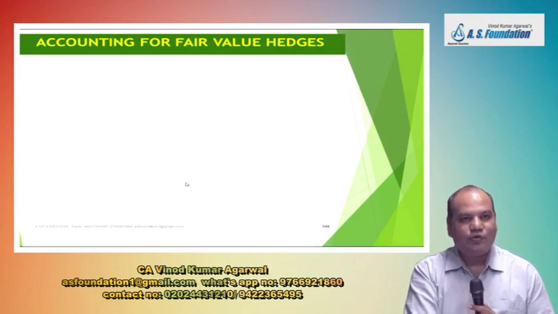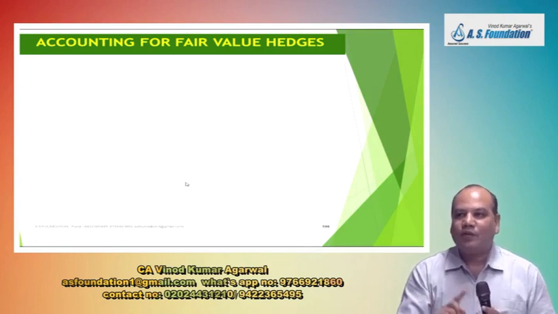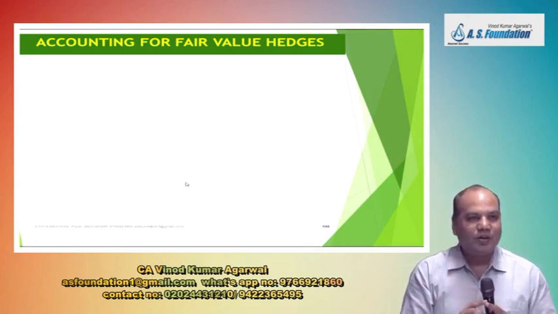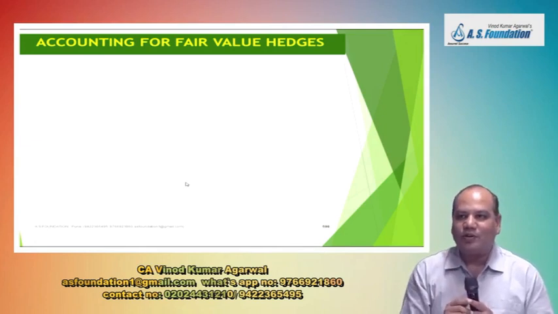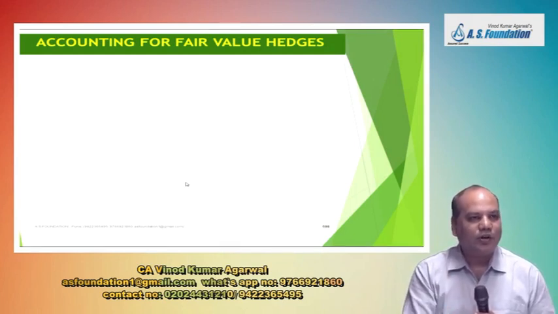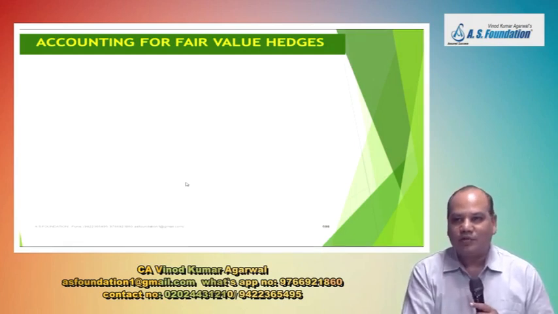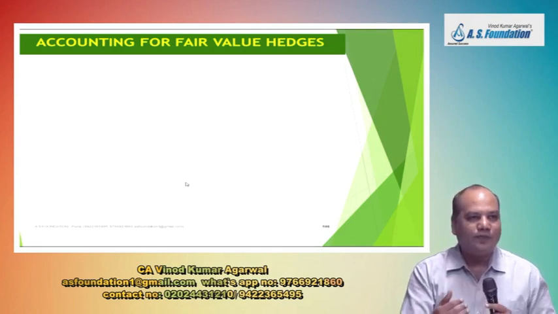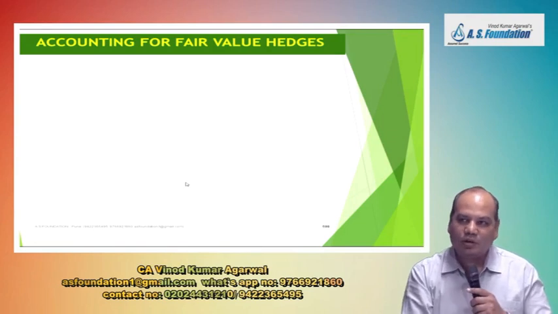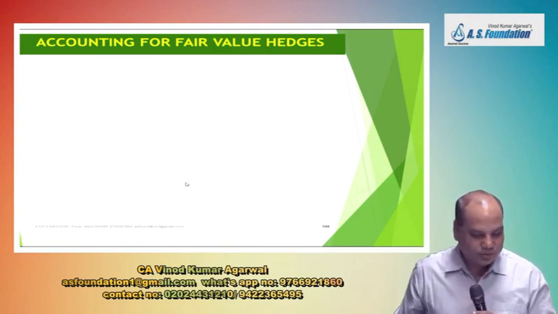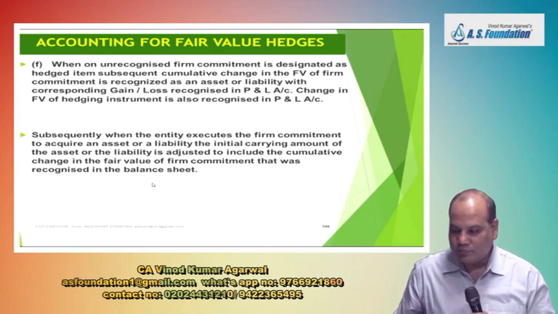If a derivative is used for hedging an unrecognized firm commitment, then change in the fair value of firm commitment and change in fair value of derivative both will be recognized in P&L account, and when the asset or the liability is recognized, the fair value of the firm commitment is adjusted against that asset or liability. So that is fair value hedge.